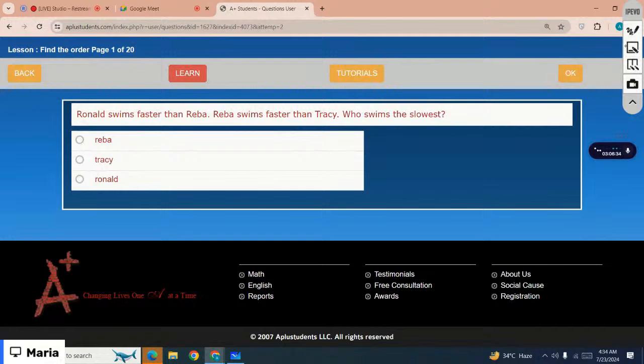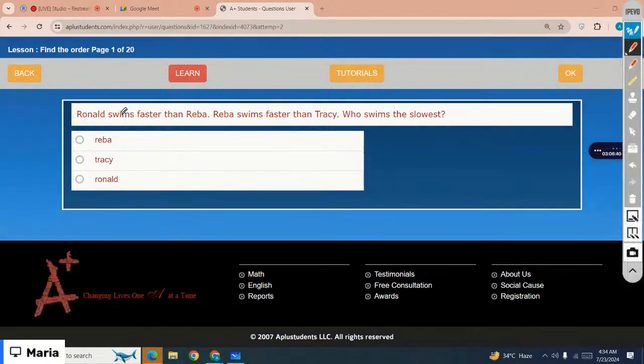Ronald swims faster than Reba. Reba swims faster than Tracy. Who swims the slowest? The final test you can see when you do all of the test practice questions, right? Like here you have page 1 of 20. If you do these 20 questions from each lesson, like here we have 3 lessons in this chapter, then you can have the final test. You have to do the final test on your own, right?